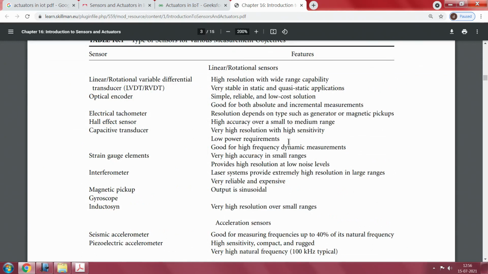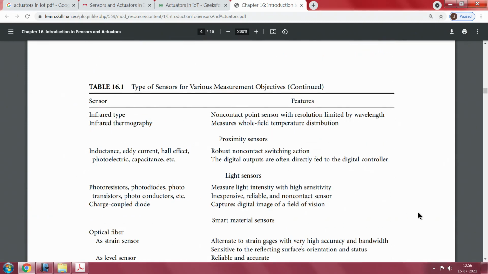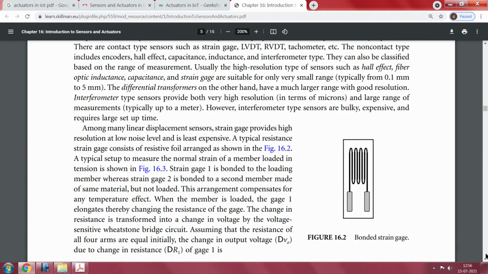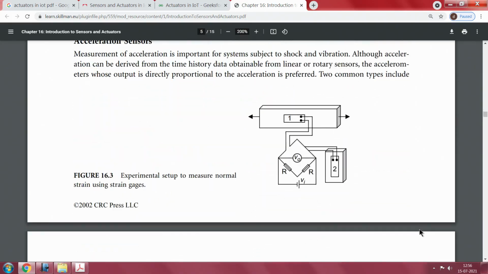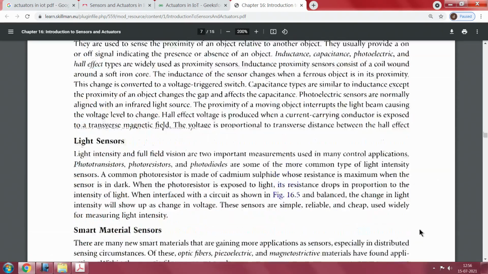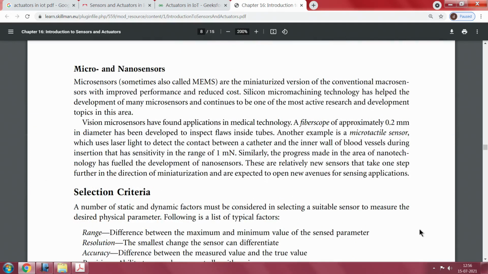Sensors also you can spend time on, because sensing is an important thing. Please do look up the sensors also, and then of course actuators you can directly use from whatever we discussed here. You can go through this file in great detail. Okay, great. Strain gauges are important from a sensors perspective. Do read up strain gauges, the corresponding circuits for strain gauges, okay. Then there is acceleration sensor, flow sensor, temperature sensor, proximity, light, smart material sensors, micro and nano sensors, like actuators also micro and nano sensors.